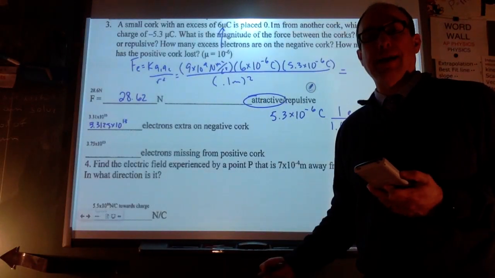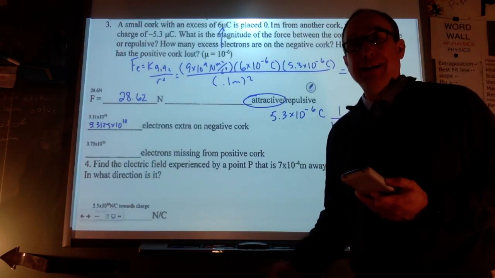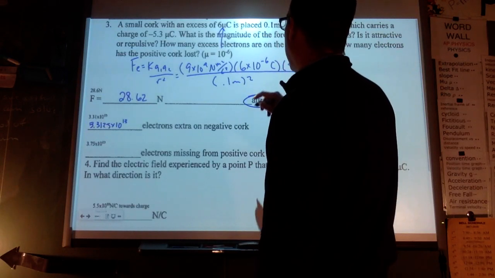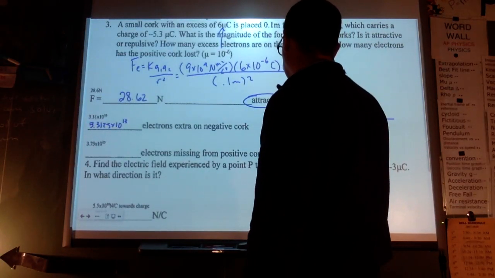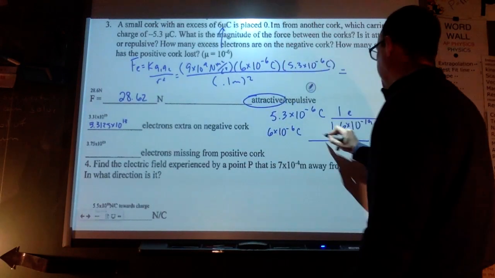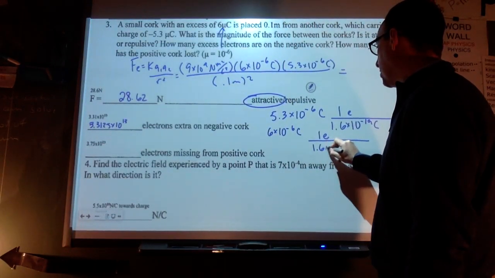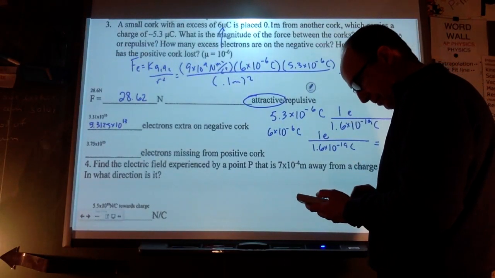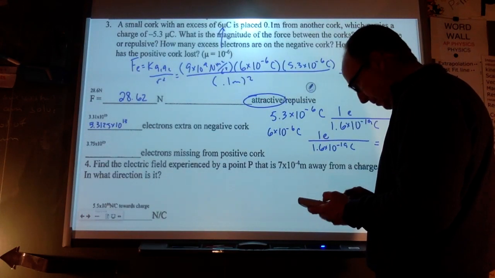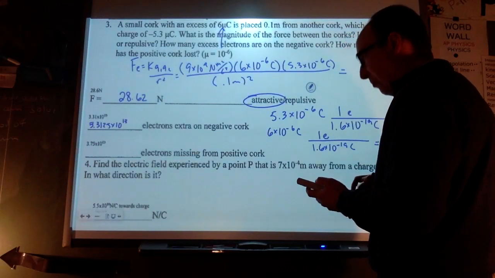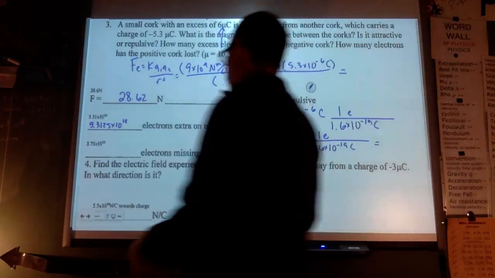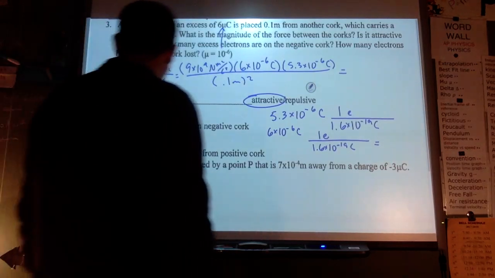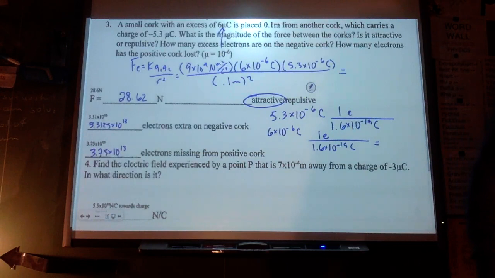I'm going to do the same thing to find out how many electrons the positive one lost. So that's going to be the 6 times 10 to the negative 6. Again, 1 elemental charge is 1.6 times 10 to the negative 19. And I got 3.75 times 10 to the 13th, which agrees with what our answer key says. All right, so electric field.